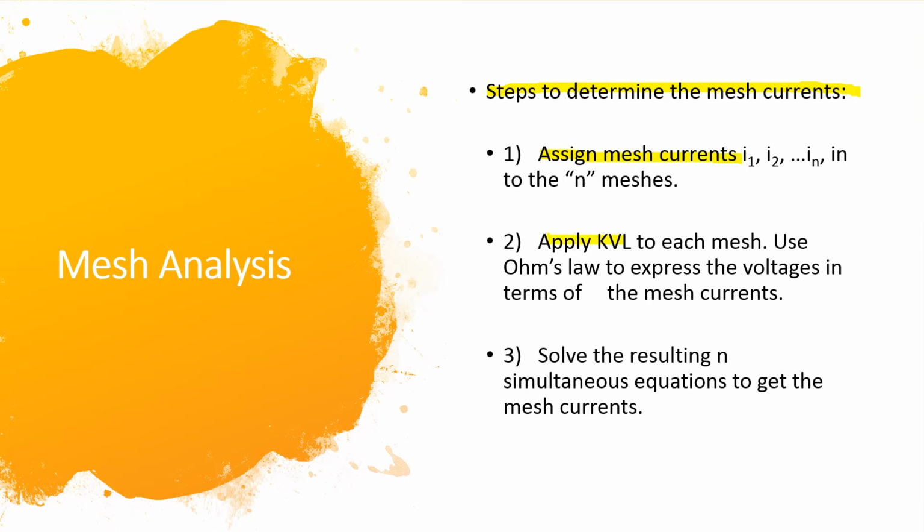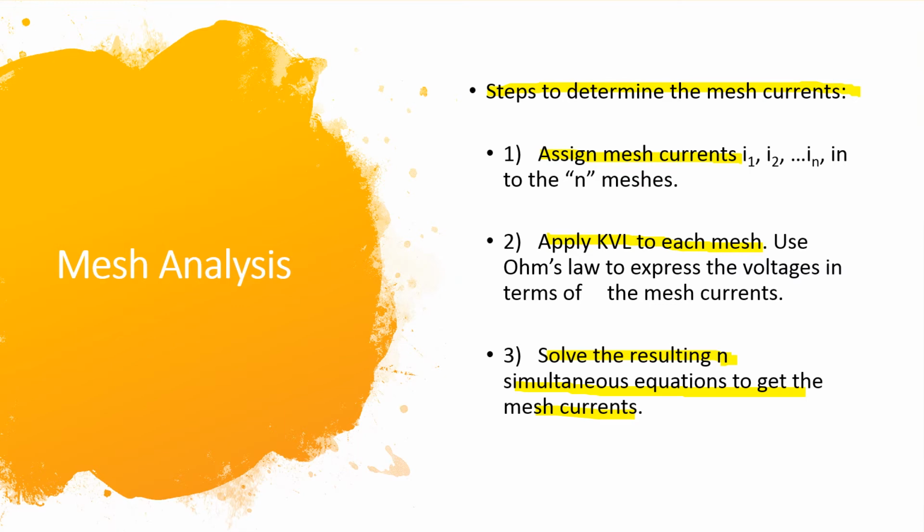Apply KVL to each mesh. If you have two meshes, apply KVL two times. If you have three meshes, you have to apply KVL three times, once on each mesh. Solve the resulting simultaneous equations to get the mesh currents. When you apply KVL to the meshes, you will get a voltage equation. If you have two meshes, you will get two equations. If you have three meshes, you will get three equations.